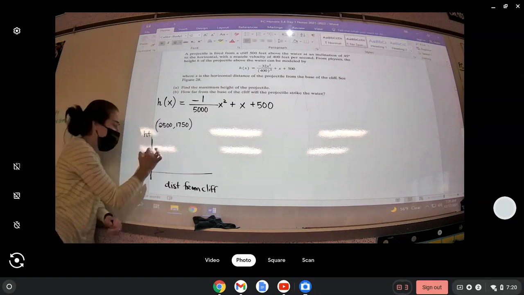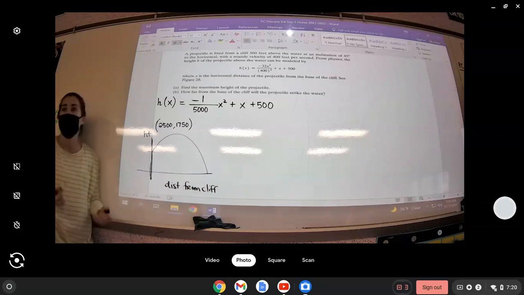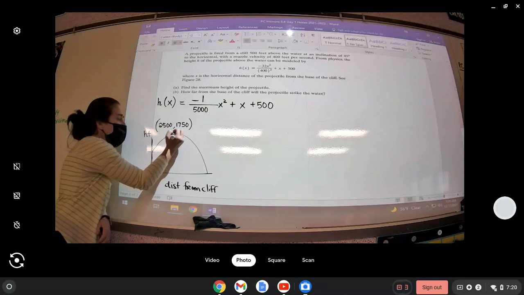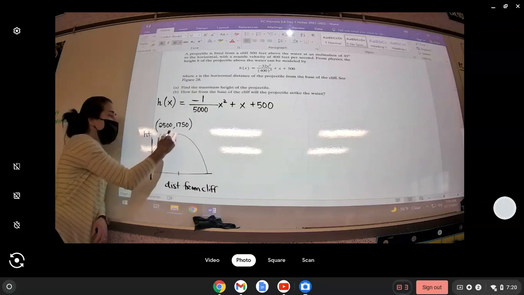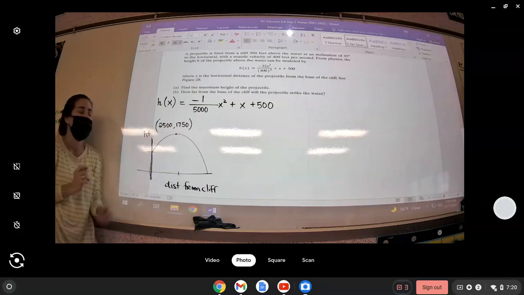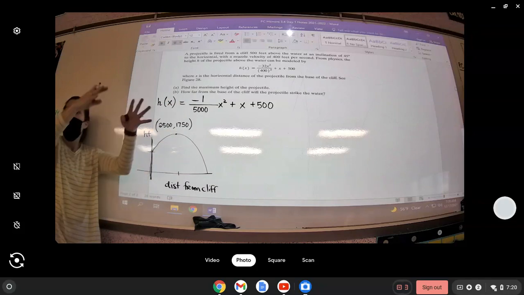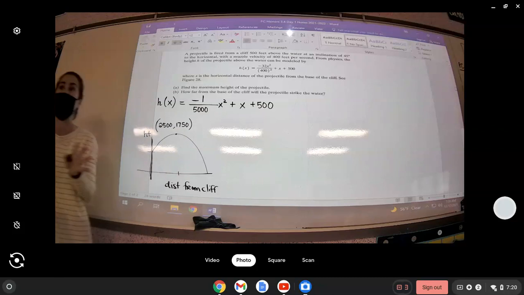And we said the projectile was launched from an original height of 500 feet, and then what goes up has to come down. And then we saw yesterday when you found the max height, first we had to find its x-coordinate, which was its horizontal distance from the cliff, and that ended up being 2,500. Then we plugged 2,500 in, and we found out that the maximum height that the rocket reached was 1,750 feet. That's what we did yesterday. Is everybody okay with that?